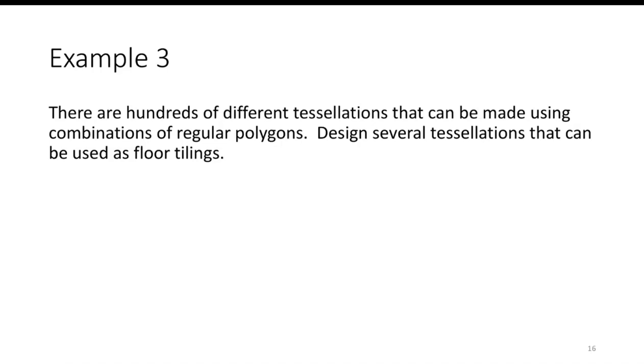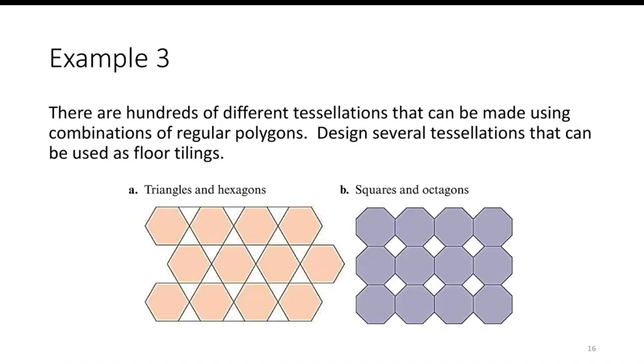Alright, so there are hundreds of different tessellations that can be made using combinations of regular polygons. So you can combine triangles and squares, or triangles and hexagons, or squares and hexagons. I'll leave it to you to try to design several tessellations that can be used as floor tilings. But here are a couple of examples. The one on the left is a combination of regular hexagons and equilateral triangles. And then the one on the right is regular octagons and squares.